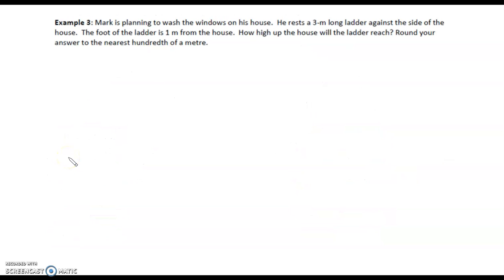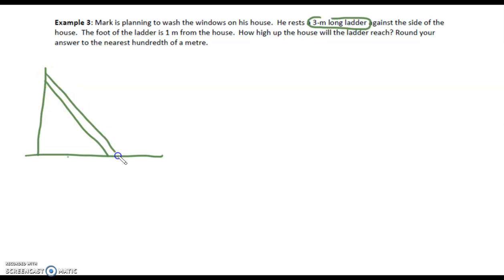Example 3. Mark is planning to wash the windows of his house. He rests a 3-meter long ladder against the side of the house. So when we're assuming a house, we assume vertical, and then the ground would be horizontal. Now, he's resting a 3-meter ladder, so that actually gives us a lot of information. This tells us that the wall and the floor meet at 90 degrees, and this is 3 meters because it's the ladder. This is also our hypotenuse.